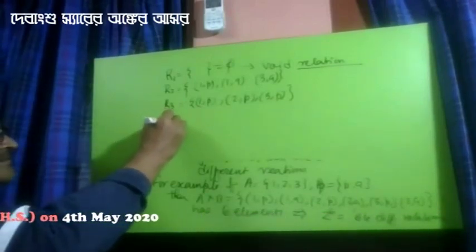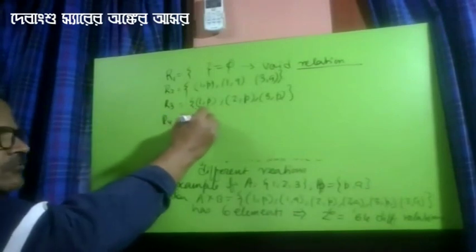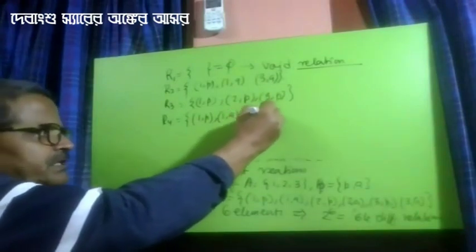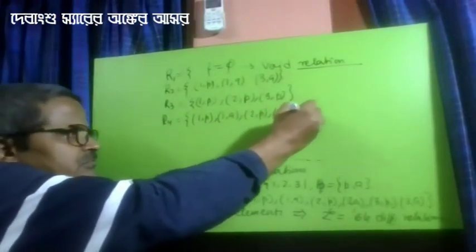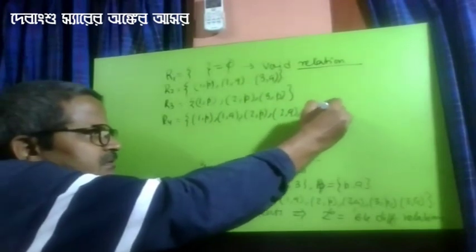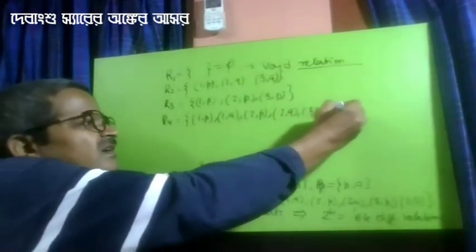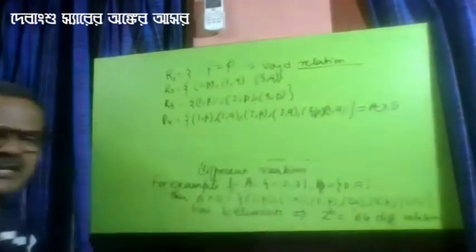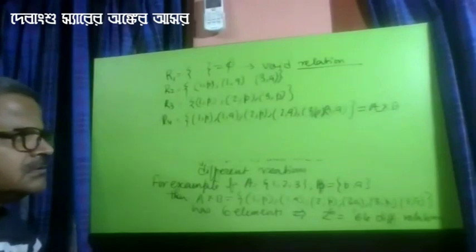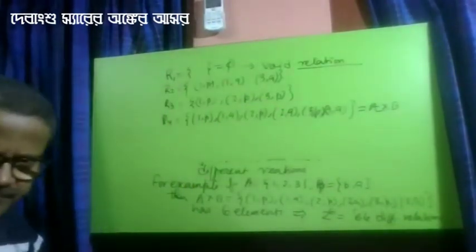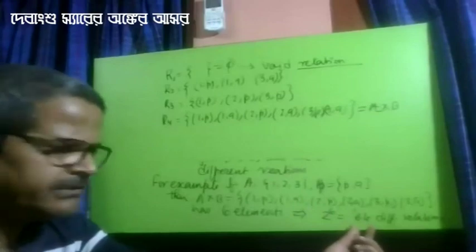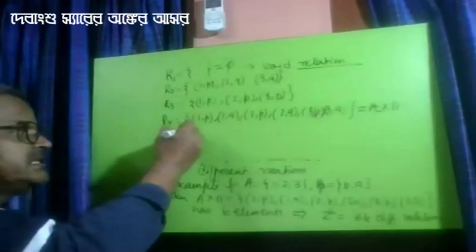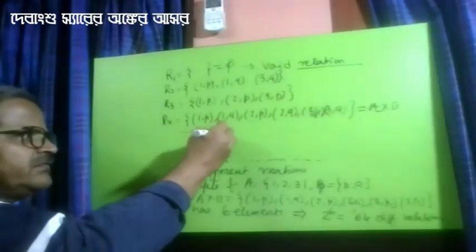Say R4. I take 1p, 1q, 2p, 2q, 3p, 3q. Look at this. It is nothing but A into B. So this is also a relation from A to B because this subset is included in, counted in this 64. This relation is called the universal relation.